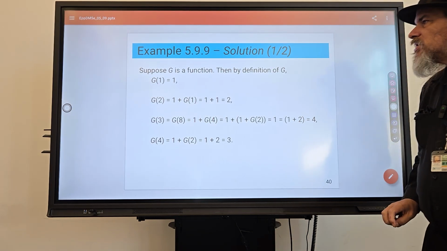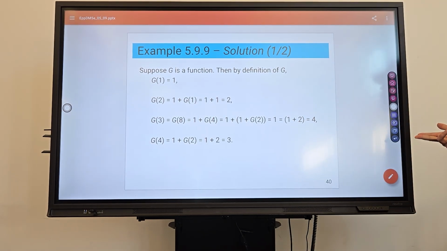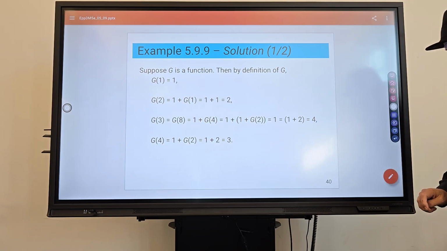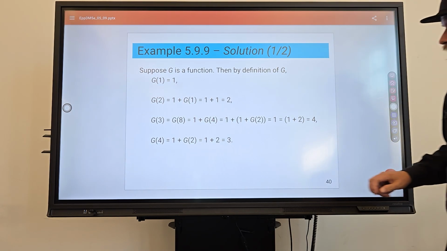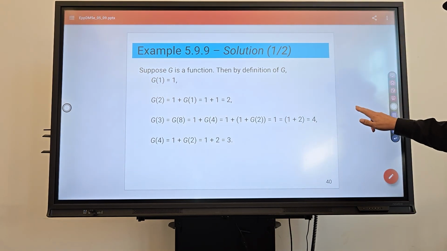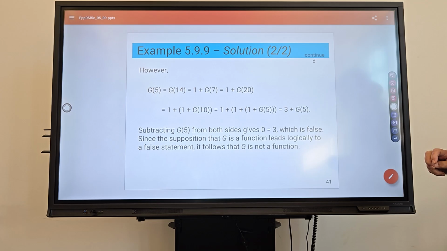Well, suppose G is a function. Then by definition of G, G of 1 equals 1. G of 2 equals 2. G of 3 equals 4 by substituting things out. And then G of 4, substituting things out, equals 3. But what about G of 5?